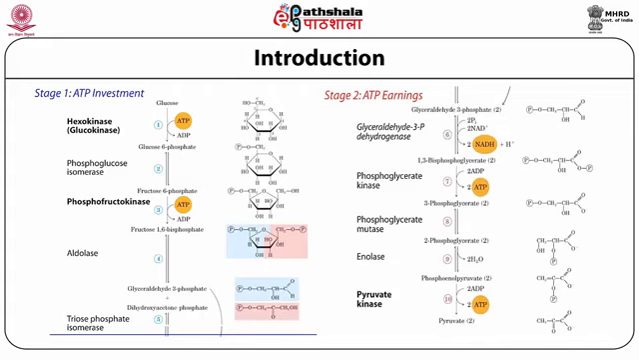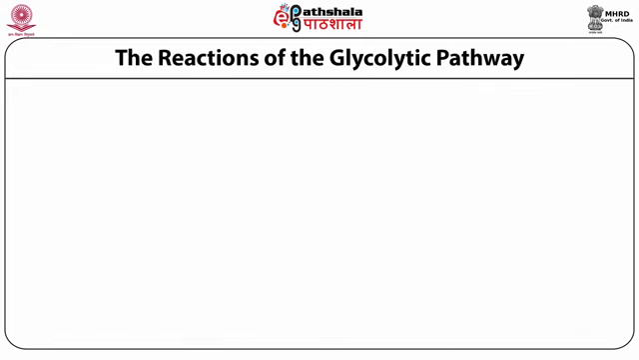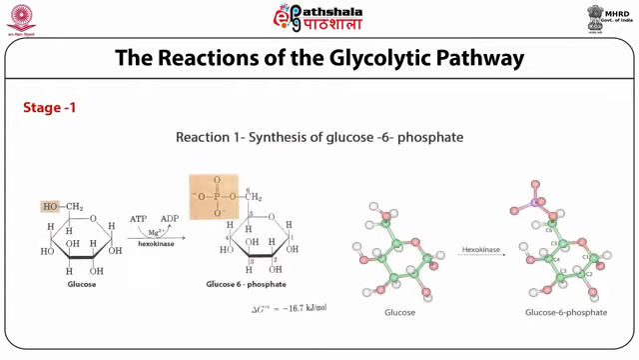The breakdown of the 6-carbon glucose into two molecules of the 3-carbon pyruvate occurs in 10 steps. There are several reactions of the glycolytic pathway. Stage 1, reaction 1, is the synthesis of glucose 6-phosphate from glucose. This reaction is a kinase reaction. A phosphate is added to glucose when glucose enters the cell.